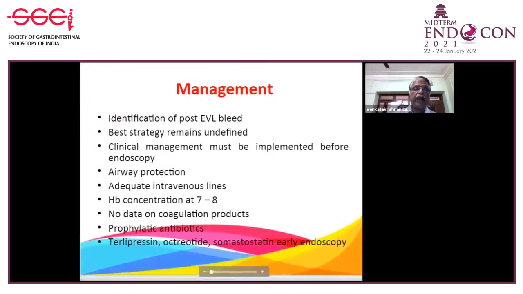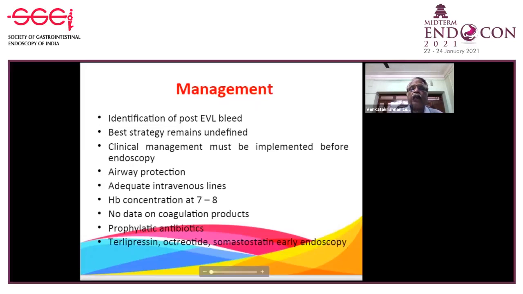So how do we manage these patients? When a patient presents with hematemesis, hematochezia, melena, or an anemia, we need to identify this as a post-EVR bleed. We don't have clear-cut guidelines on how to manage this patient, and the best strategy still remains undefined, because many of these studies have shown different protocols in different groups.